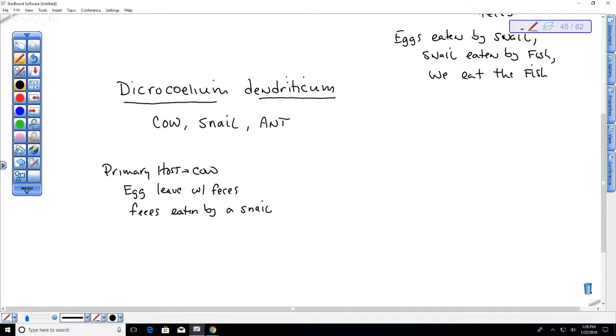So slime balls with the larvae are released from the snail. So these slime balls, the snail doesn't actually produce them, the larvae do, and they just get deposited in the soil. And so the ants eat the slime balls.